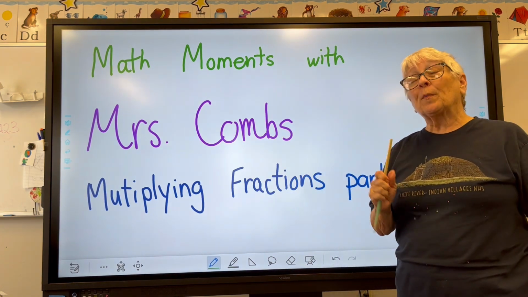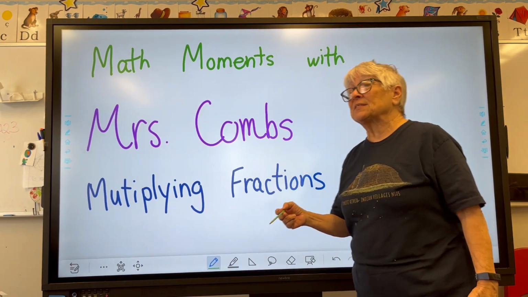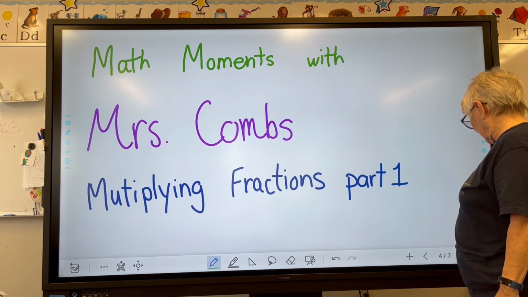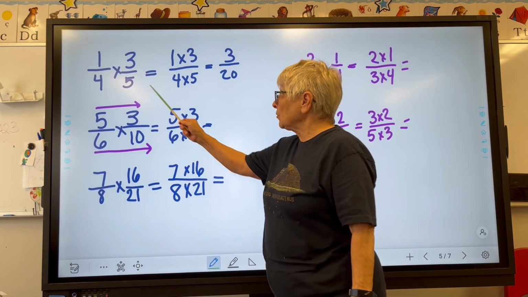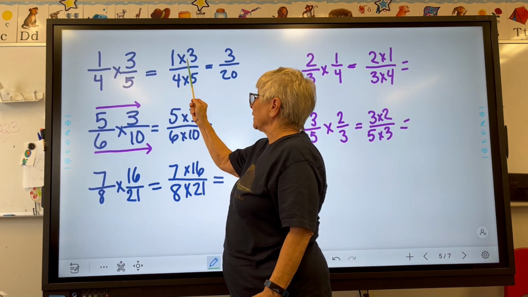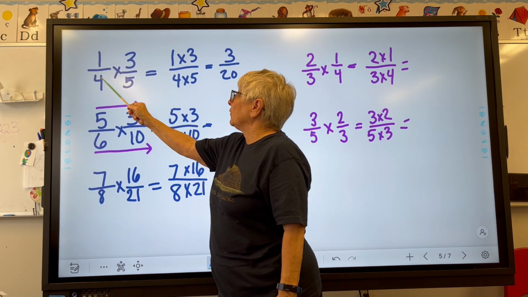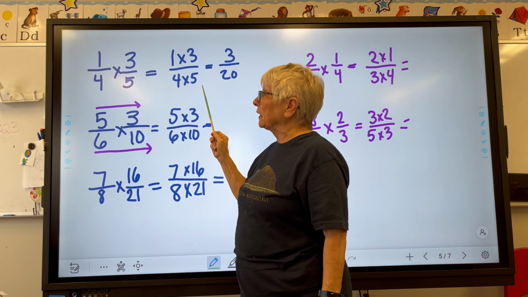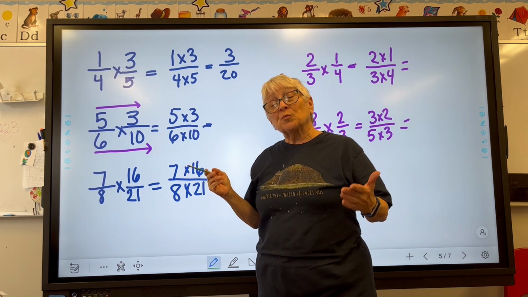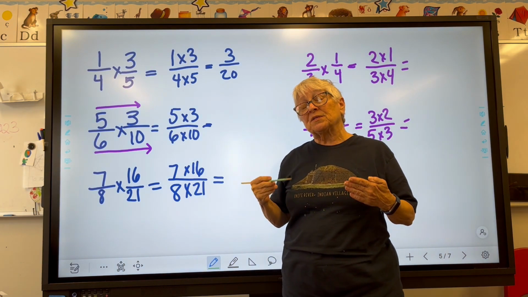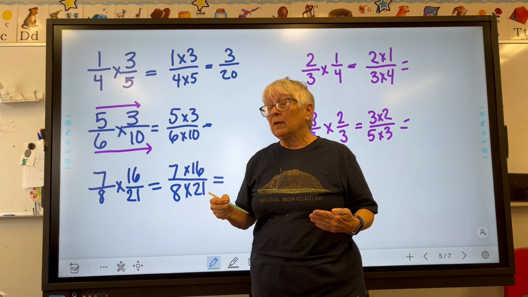And we're also going to talk about pre-reducing or canceling. I have some samples here. And notice that I didn't just say 1 times 3 is 3 and write that immediately, and 4 times 5 is 20 and write that immediately. I've written a middle step here because we're going to check that middle step to see if we can pre-reduce.